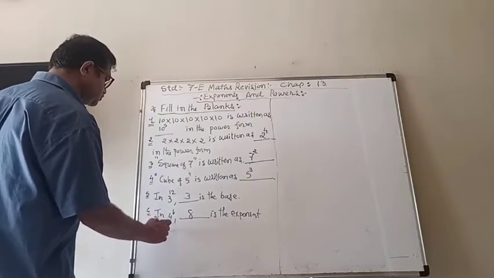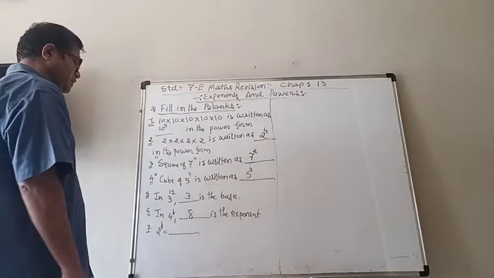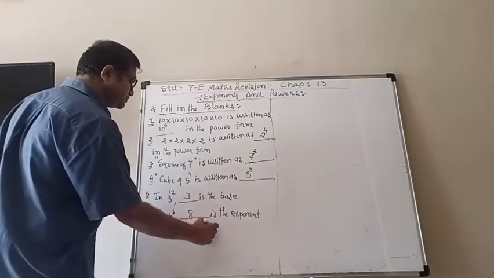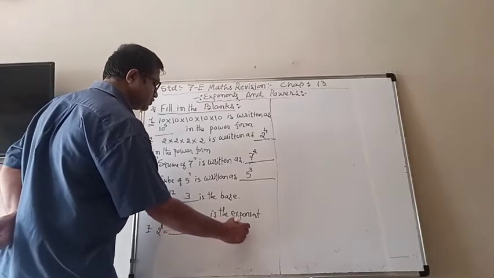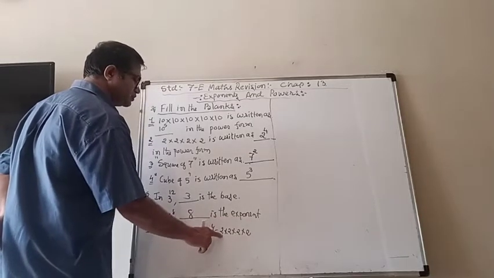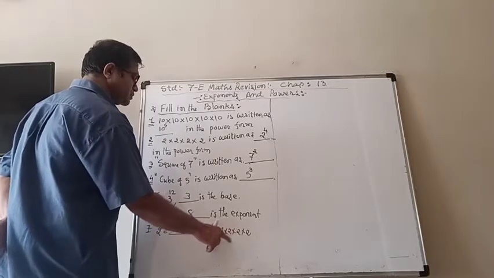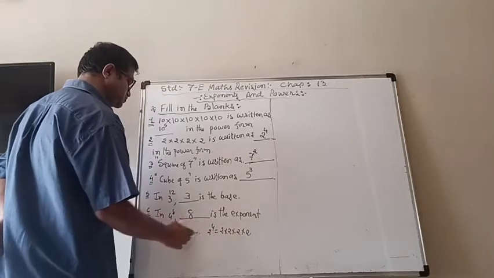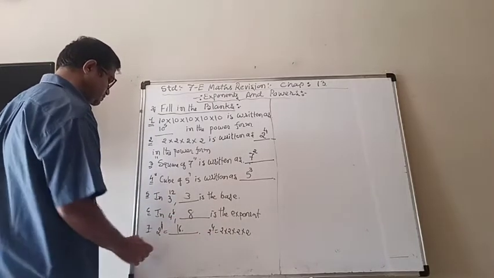7. 2 raised to 4 is equal to blank. We know that 2 raised to 4 means 2 multiplied by 2 multiplied by 2 multiplied by 2, 4 times. So 2 2s are 4, 4 2s are 8, 8 2s are 16. So 2 raised to 4, answer is 16.